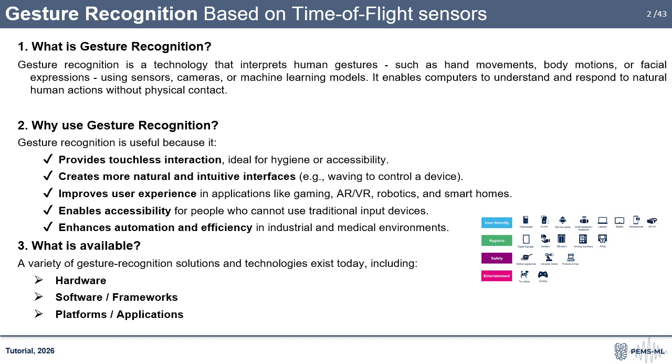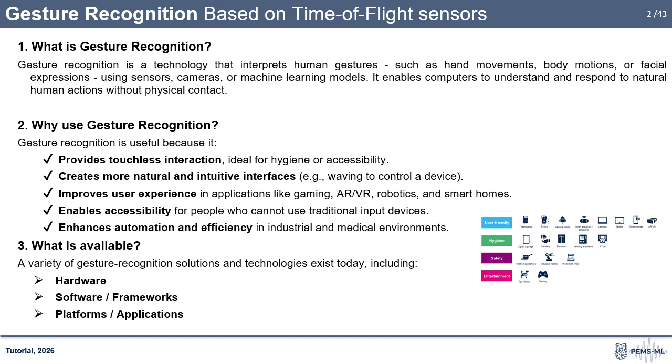Gesture recognition is a technology that allows systems to detect, interpret, and classify human movements, such as hand gestures, arm motions, body movements, or facial expressions. These movements can be static, like a hand pose, or dynamic, like waving. Gestures act as a natural communication channel between humans and machines, enabling interaction without keyboards, buttons, or touchscreens.